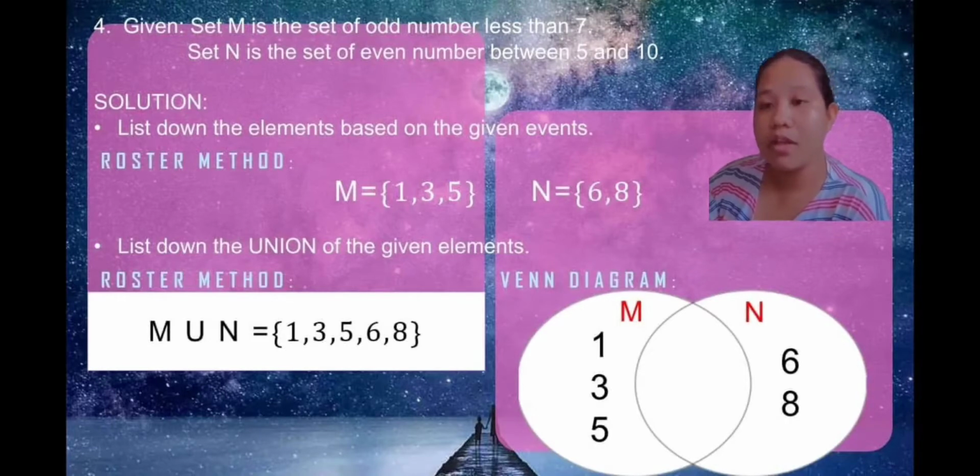So, the roster method, the union of M and N is equals to 1, 3, 5, 6, 8. So, pinagsama natin sila. 1, 3, 5, 6, 8. So, sa Venn diagram naman, ang first circle, which is the set M, ang ilalagay natin doon is 1, 3, 5. And sa next circle naman, which is the set N, ay 6 and 8. Ngayon, bakit wala sa gitna? Kasi, wala namang parehas na number na makikita sa set M and set N. So, magiging blanko lang yung gitna.